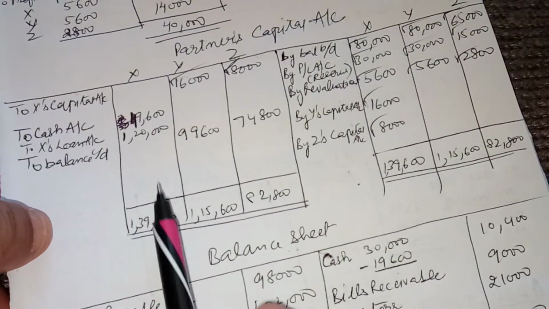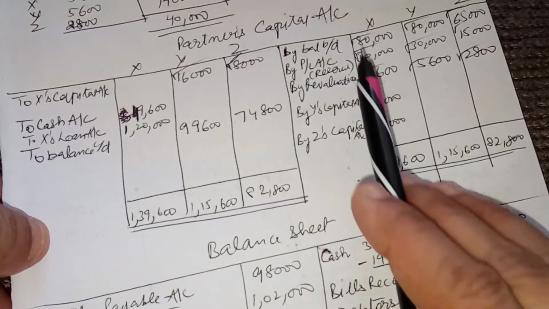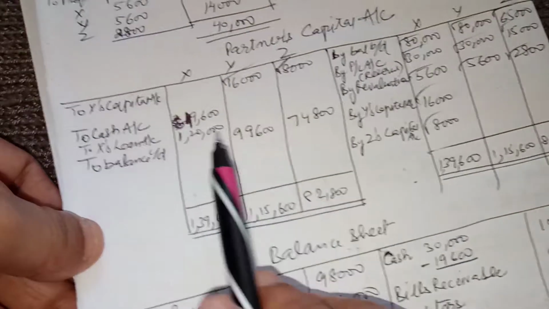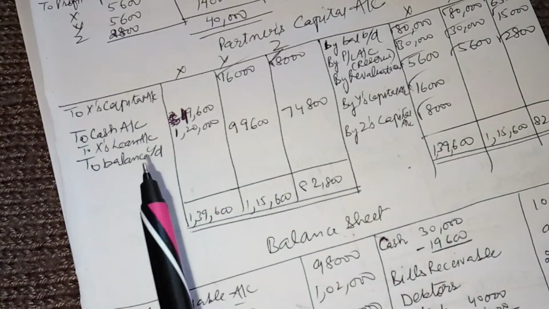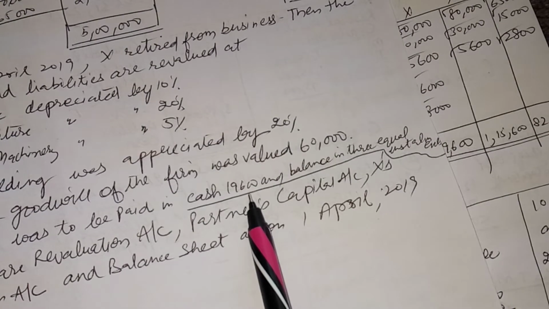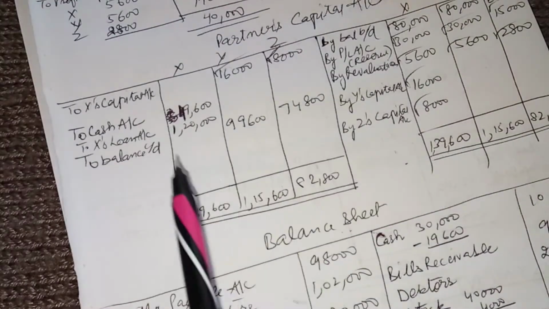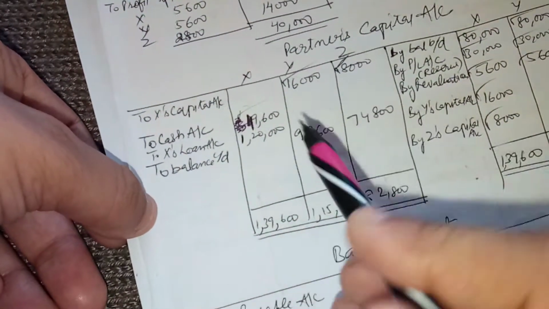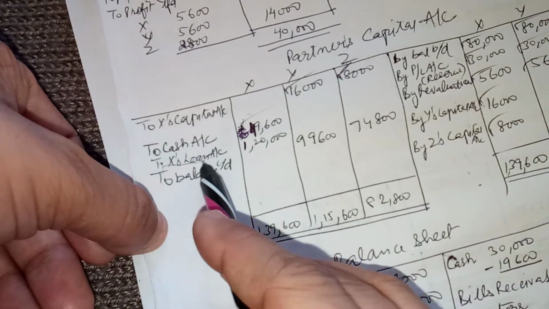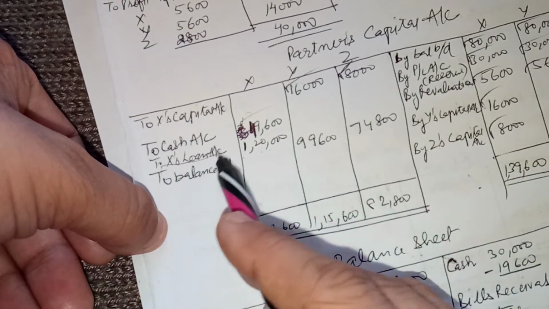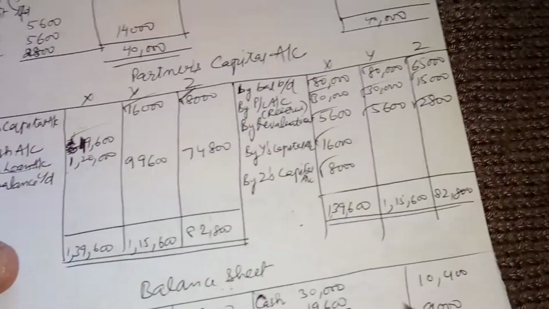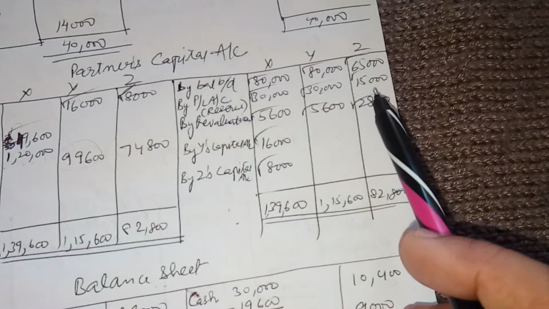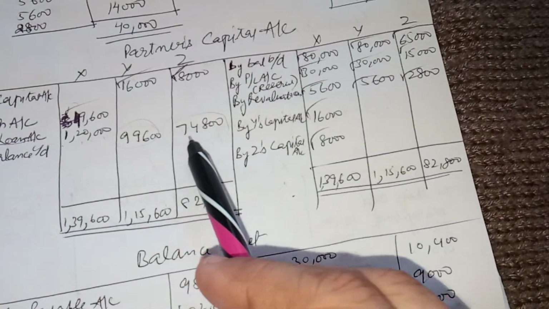Now all the entries done, we will do the balancing of the capital accounts. First we will add up X, the retiring partner's account. We will add this up, and out of the balancing figure, as stated in the question, we will pay him 19,600 in cash. So out of the balancing figure we will pass the entry to cash 19,600, and for the balancing figure we will create a loan of 1,20,000 to X's loan 1,20,000. Now we will balance Y's capital account, balancing figure 99,600, and Z's account, balancing figure 74,800.